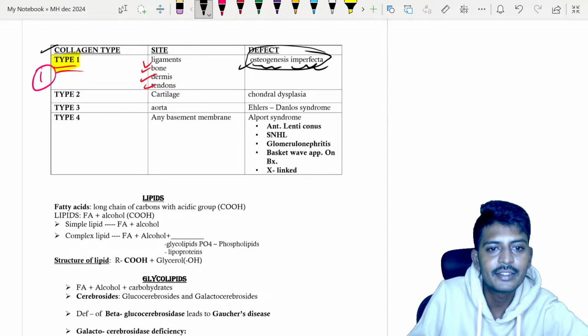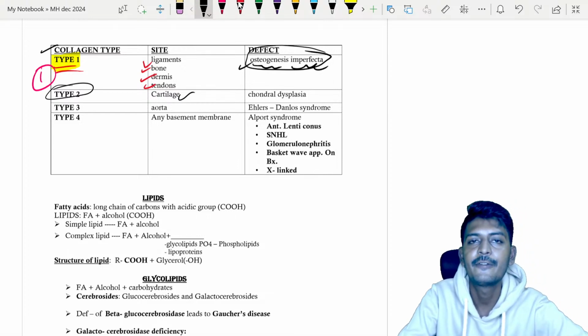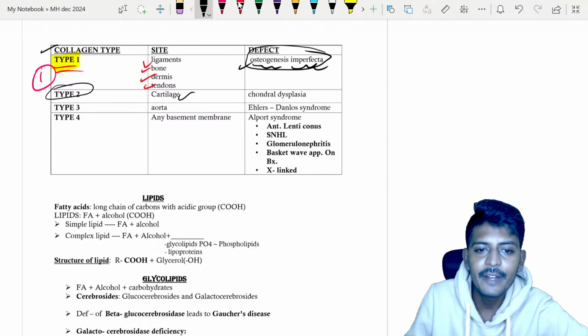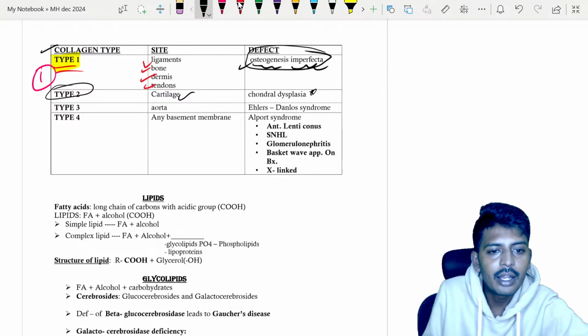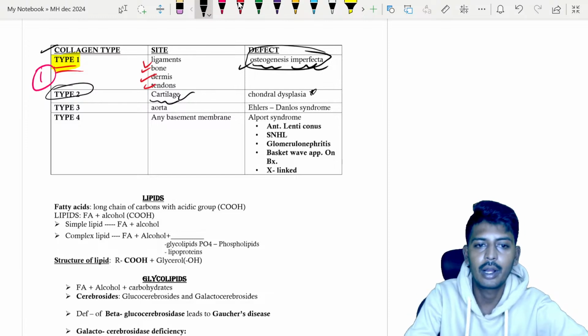Okay, let's go to the next important aspect, type 2 collagen. Type 2 collagen is less commonly asked, I can tell you. Type 2 collagen is mainly located in the cartilages of your body. Cartilages consist of which collagen? Type 2 collagen. If there is a defect, we'll get a disease called chondrodysplasia. Cartilage means chondro. So there is a defect of the cartilages.